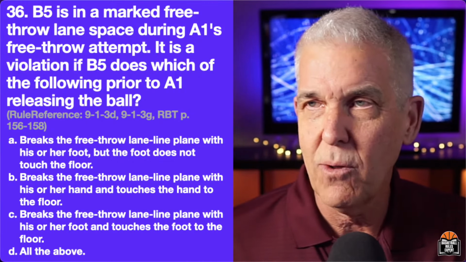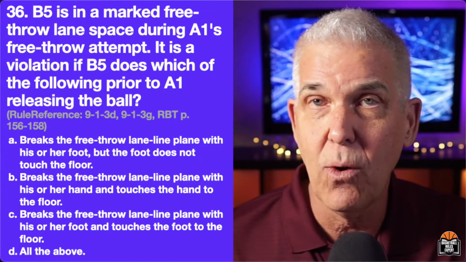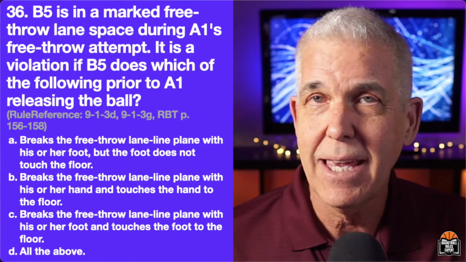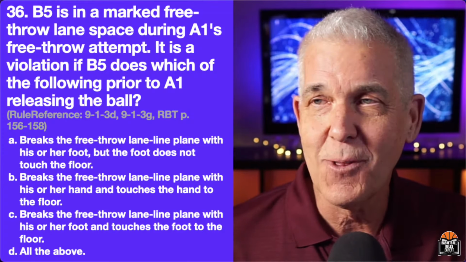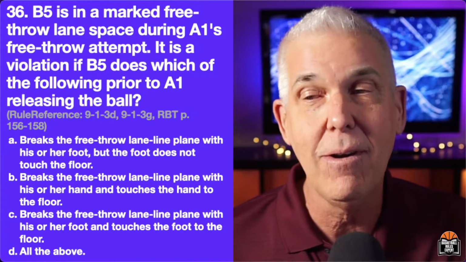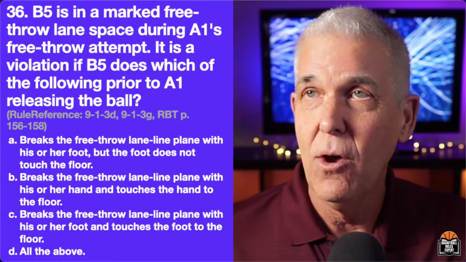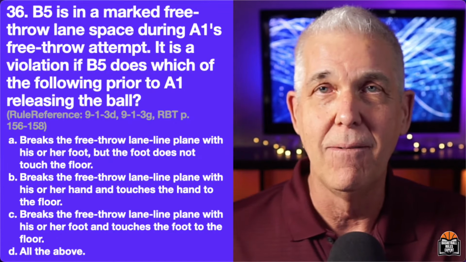B, breaks the free throw lane line plane with his or her hand and touches the hand to the floor. Well, that's a violation. Can't do that. C, breaks the free throw lane line plane with his or her foot and touches the foot to the floor. That is a violation as well. So our correct answer here is D, all of the above.